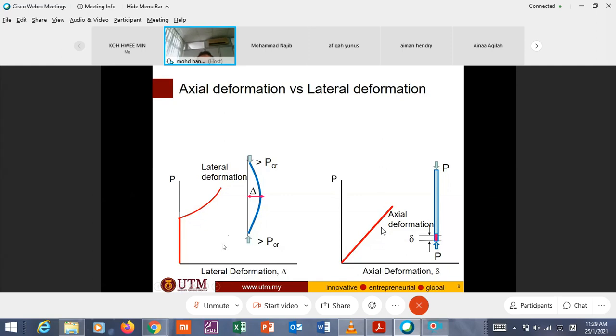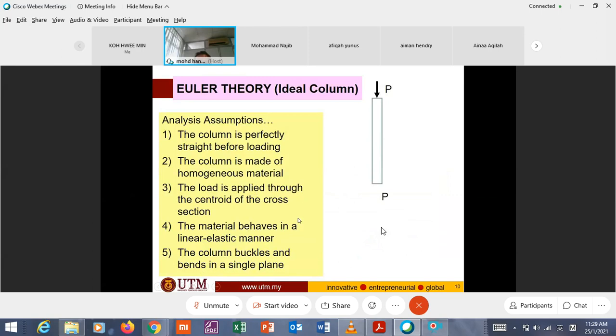You'll see later, next year, there are other types of buckling. This is axial buckling. You will have lateral buckling, shear buckling, and also local buckling. You have to be patient, that one is next year. So for this semester, we discuss column or axial buckling, or member buckling. Okay, now the theory.